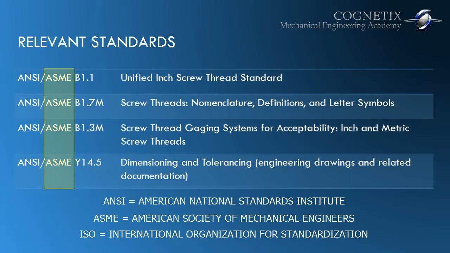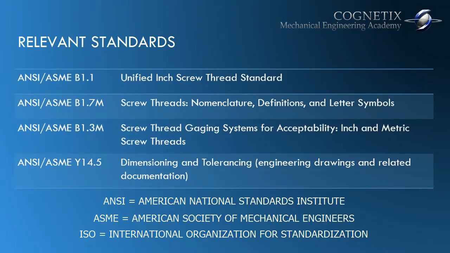ASME is the American Society of Mechanical Engineers, which is an independent, not-for-profit organization. ASME is a well-respected standards development organization. So the way it works is that ASME develops and publishes standards while ANSI approves them. That's how they are closely related.